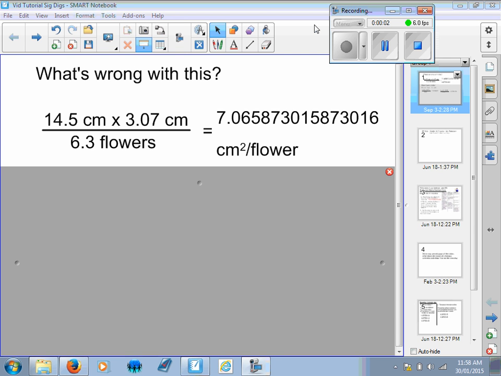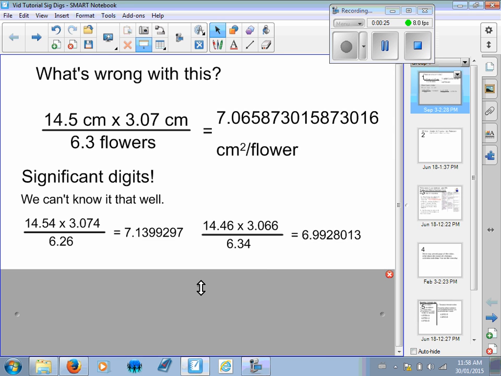So what's wrong with this calculation? We have 14.5 centimeters times 3.07 centimeters divided by 6.3 flowers. Don't worry about the units. And then I have 7.0658730158730016 centimeters squared per flower. Pause the video right now for a second and try and figure out or decide what's wrong with presenting this.